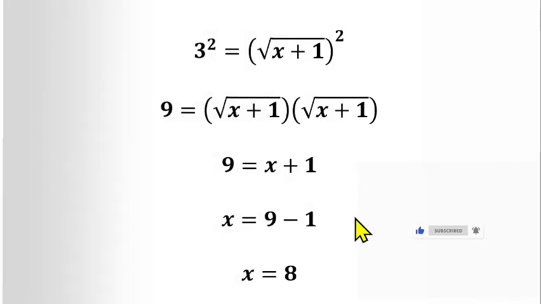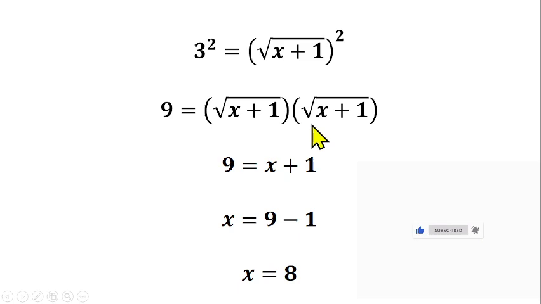So from there, what do we have? 3 squared will give us 9. Then this also means this in two places. So we have sqrt(x + 1) in two places, which we can multiply together according to the rule sqrt(a) times sqrt(a) will give us a. So that means sqrt(x + 1) times sqrt(x + 1) will give us x + 1. So from there, you can collect like terms. You have x to be equal to 9. Then take 1 to the other side, you have 9 minus 1. Then you'll be having x to be equal to 8.